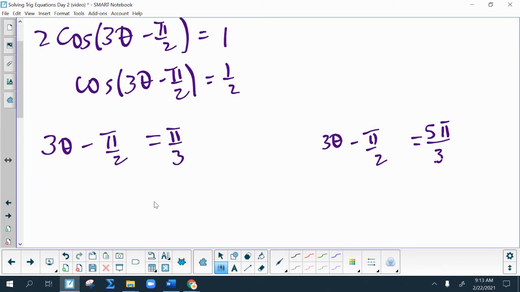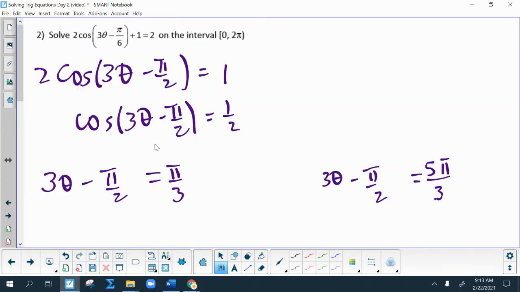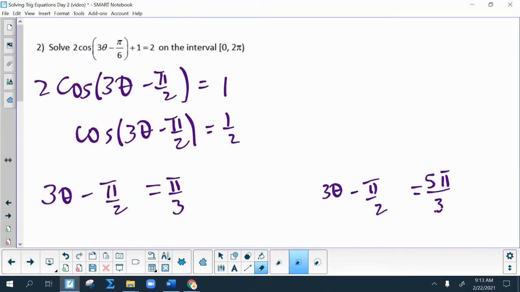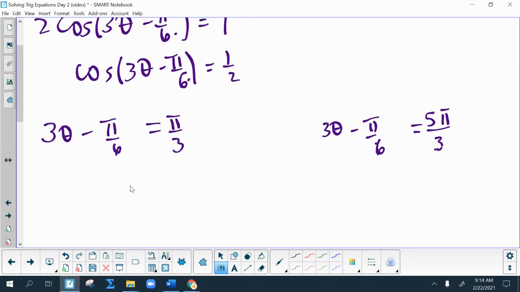So when I solve for theta, I'm adding... excuse me, is that pi over 6? Let's change that to what it actually says and not what I, for some reason, changed it to. So pi over 6, pi over 6, pi over 6, pi over 6. All right, when I add pi over 6 on, I get 3 theta equals pi over 2. That's where I was getting that pi over 2 from. And over here, I get 3 theta is equal to 11 pi over 6.